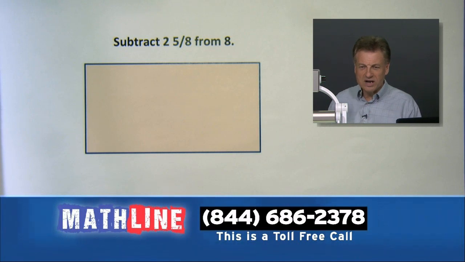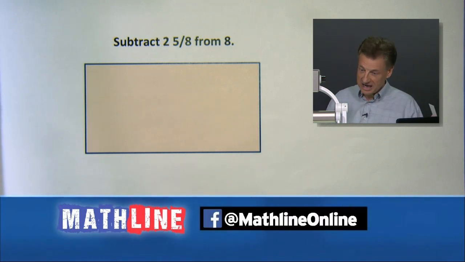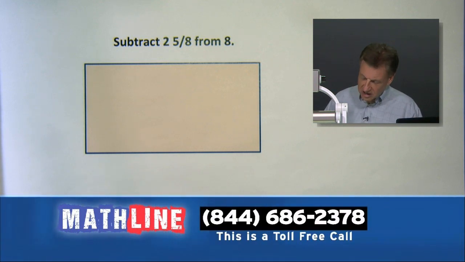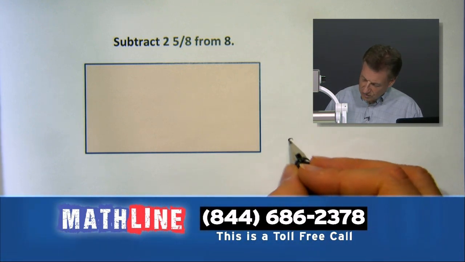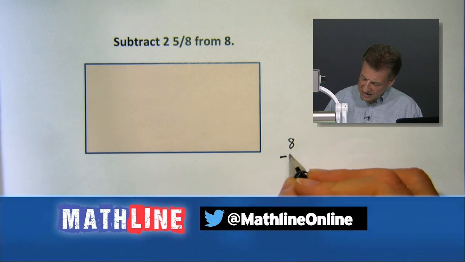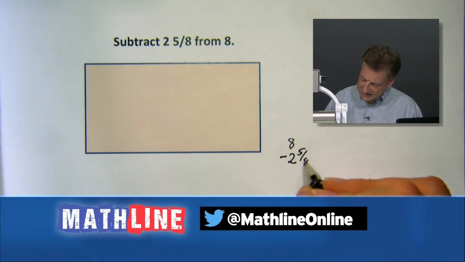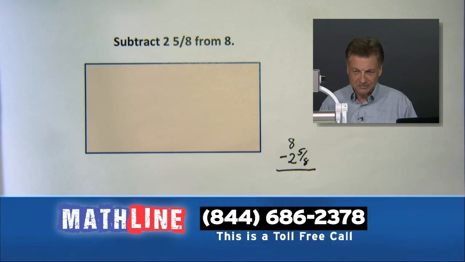This is one of these fraction moments. I say fractions are our friends because they're very important. And this one is a common type of situation, where what we're trying to do is say 8 minus 2 and 5 eighths. A lot of times we like to see these things stacked up vertically, okay?